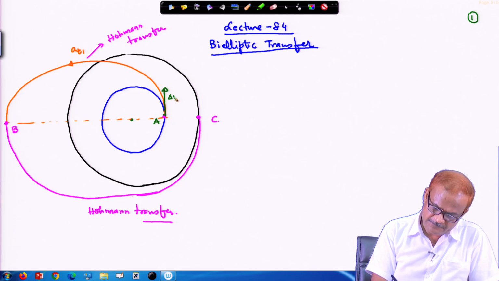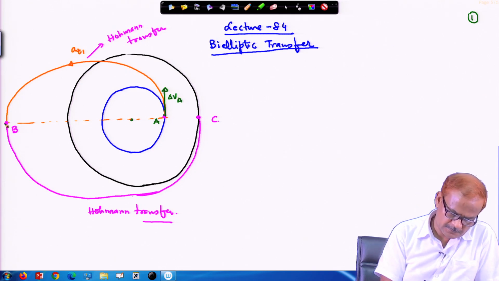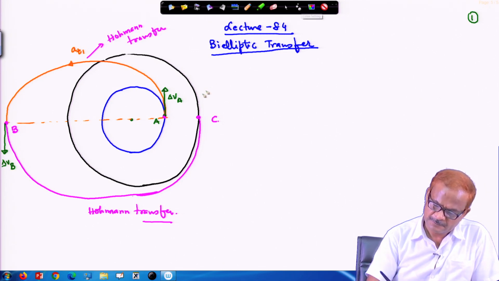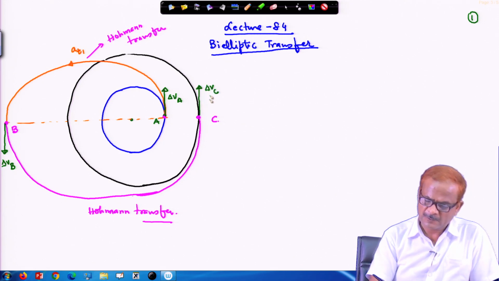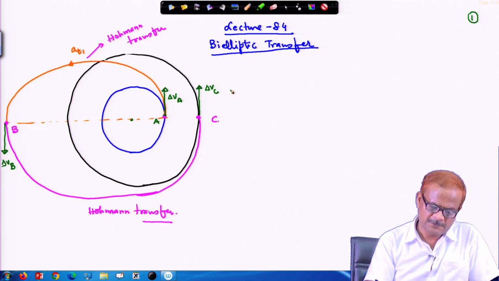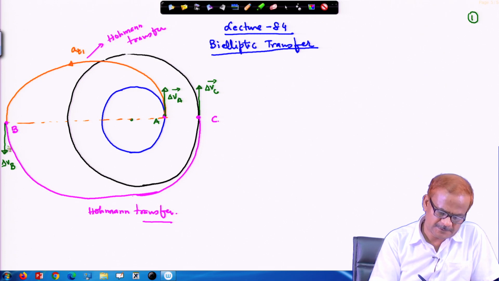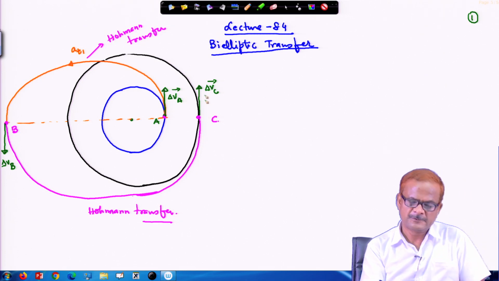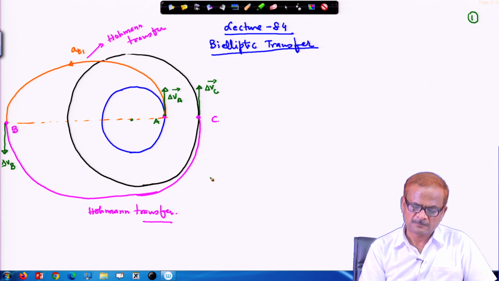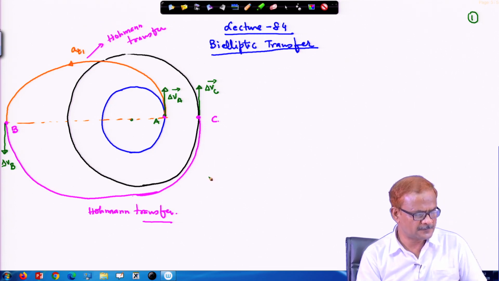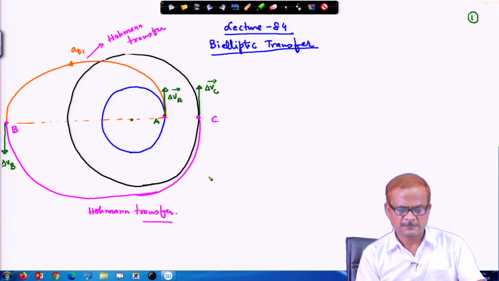So, here this is delta V A, delta V B, and at this point delta V C. Direction is not fixed. Delta V C is in the opposite direction, but we show it like this. So, the working principle is the same as we have done for the Hohmann transfer, nothing different.